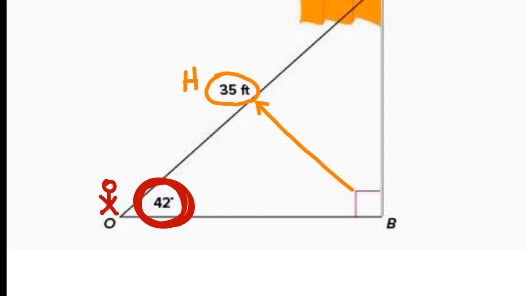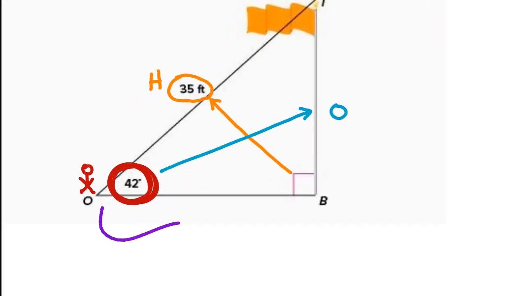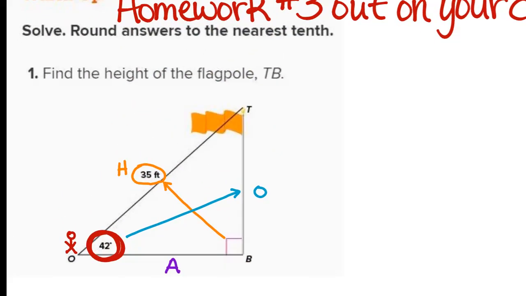Then we label which side? Opposite side. What is opposite my 42 degree angle? TB. This side over here is my opposite side. And so that makes OB down here, which side? That's the adjacent side. Which side did they ask us to find? They asked us to find TB, which is my opposite or my adjacent side? Opposite. So we're looking for this side right here.